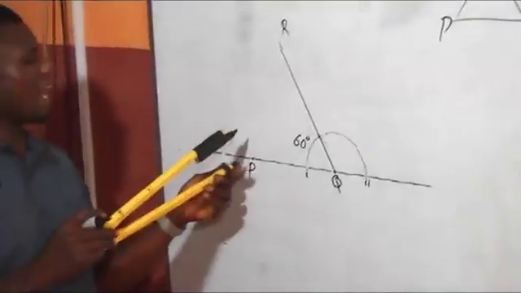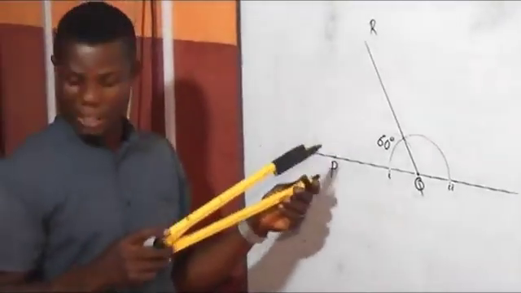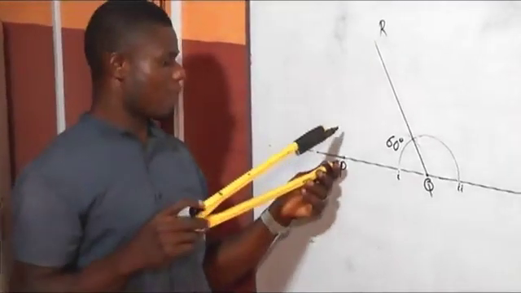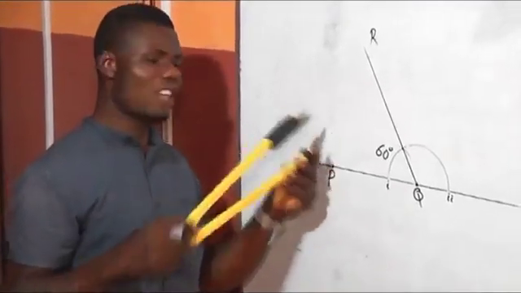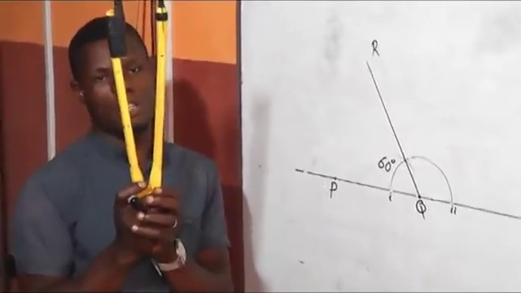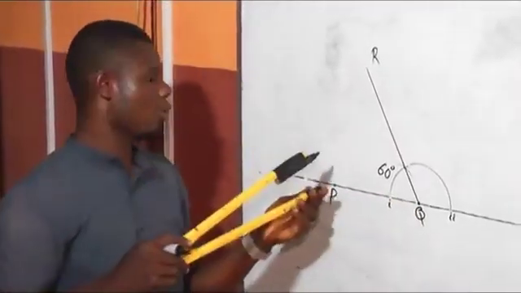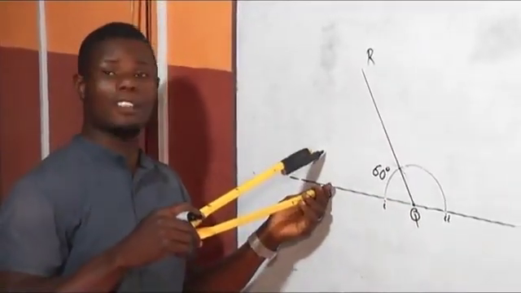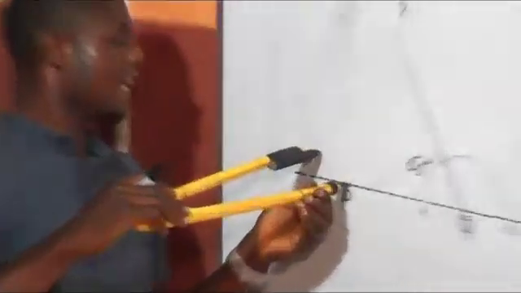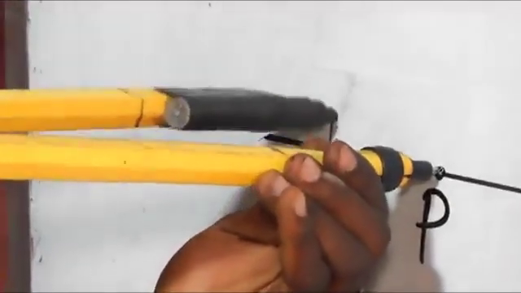So for us to construct angle 45 degrees without the use of the protractor, you place the pin, just pick any radius of your choice, just like what we did here. Pick any radius, place it at point P, okay? When you place it at point P, then you also draw a semicircle, alright?